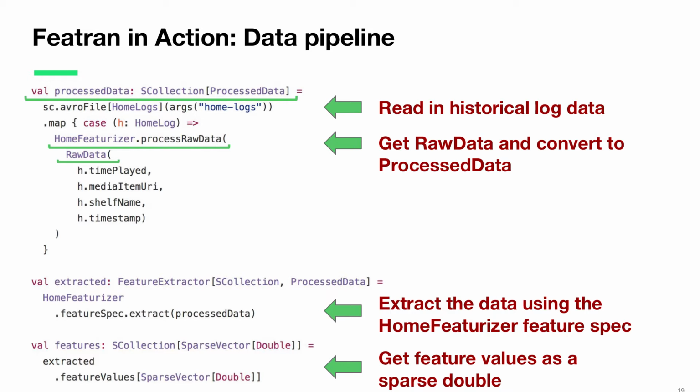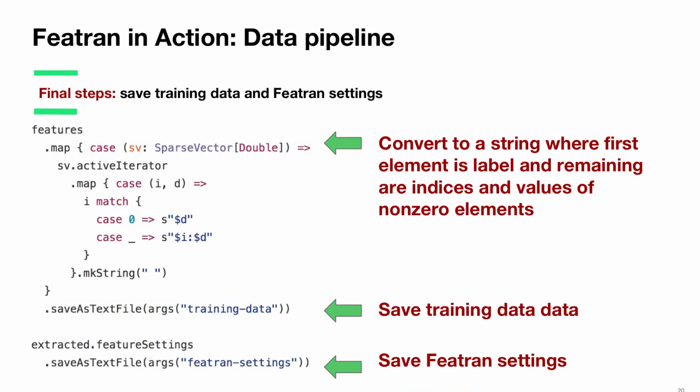And then we're calling the extract method and passing in our SCollection of process data. Right? And then from there, we're requesting that we'd like our feature values to be returned as, in our application, a sparse double. And then the final steps are just saving the training data and also the Featran settings. So you can save your data in any way that you want. A simple way to save it would be to convert it to a string, where the first element is the label and the remaining indices and values are just for the non-zero elements. Right, so then save the training data and then save the Featran settings.